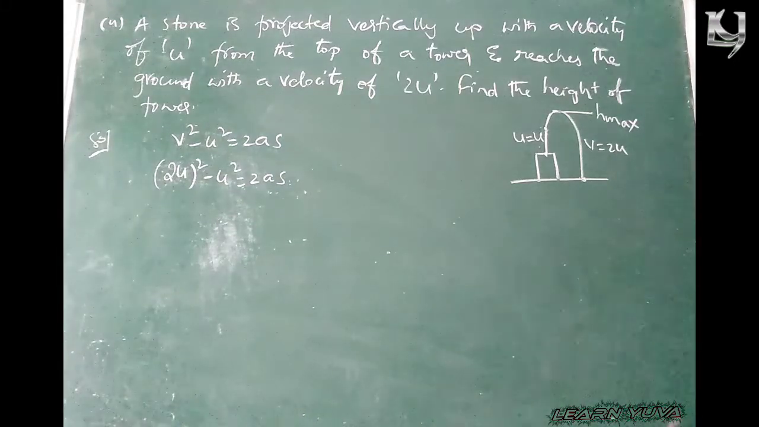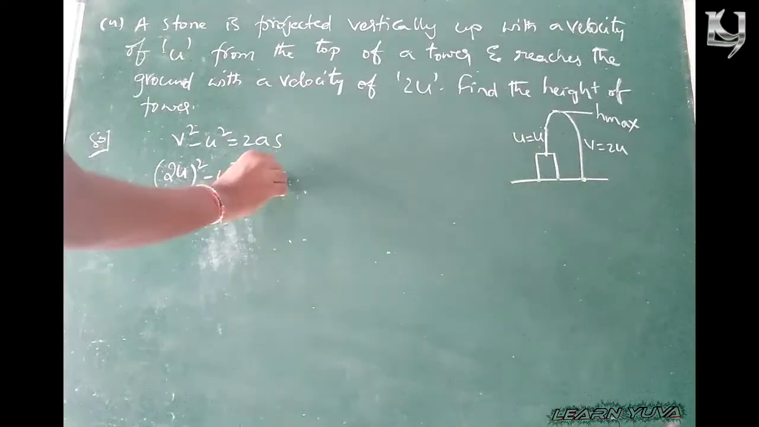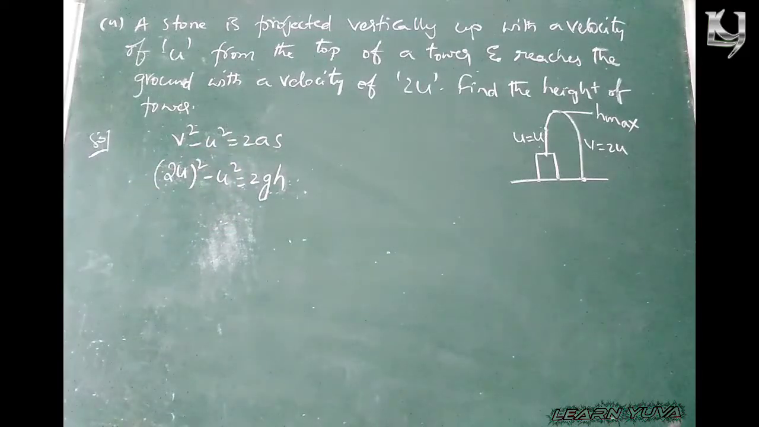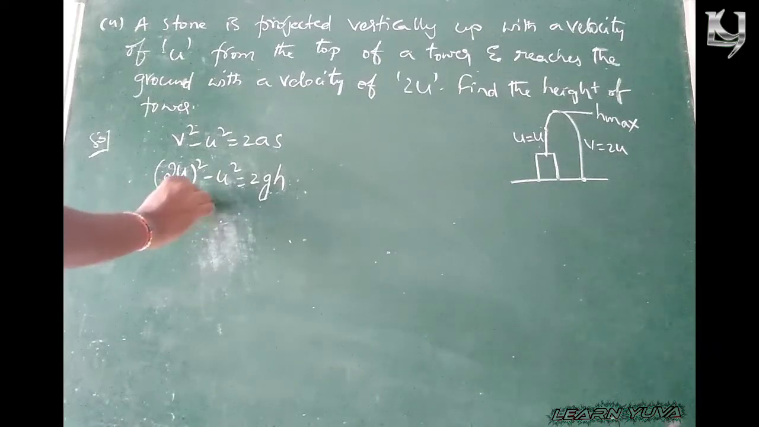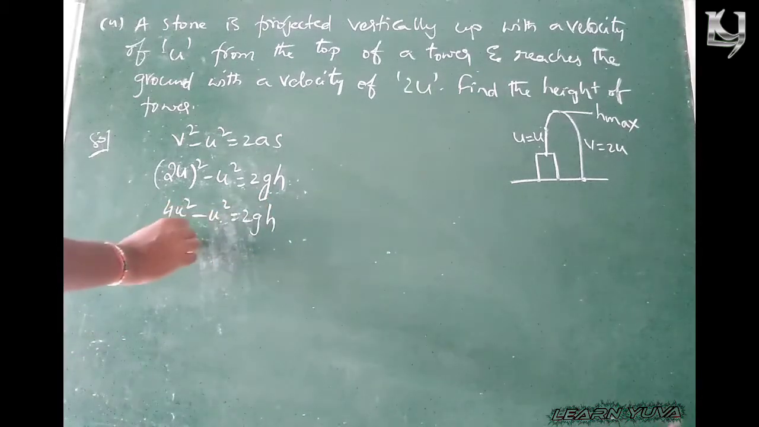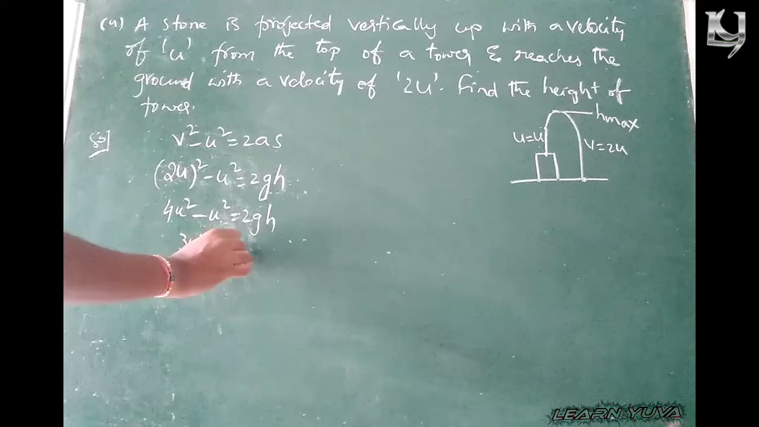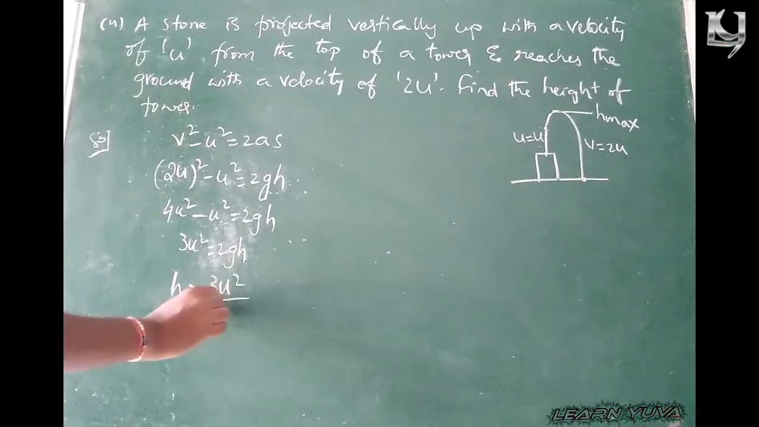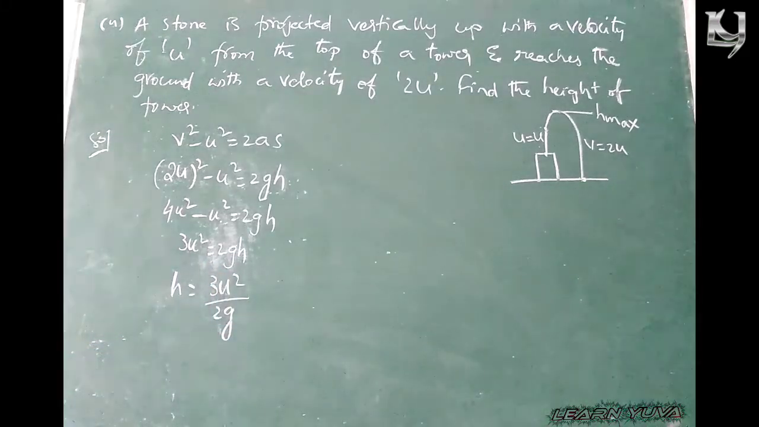Okay, but in this case acceleration is g, and s becomes h because it is under gravity. So (2u) square means 4u square, minus u square, is equal to 2gh. 4u square minus u square, 3u square, is equal to 2gh. Then h is equal to 3u square by 2g. That's it. So the maximum height reached by the body is equal to 3u square by 2g.